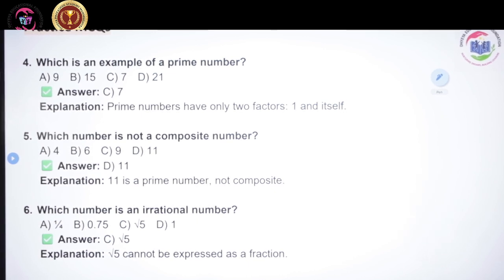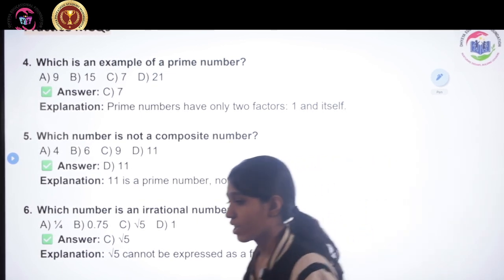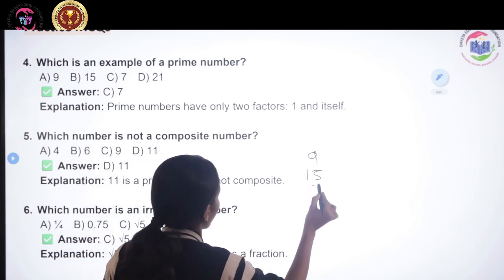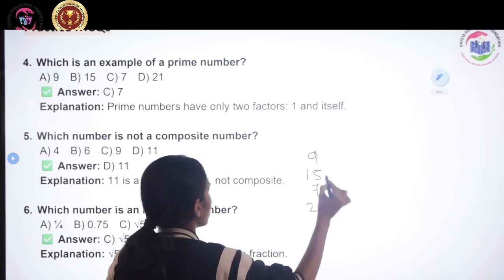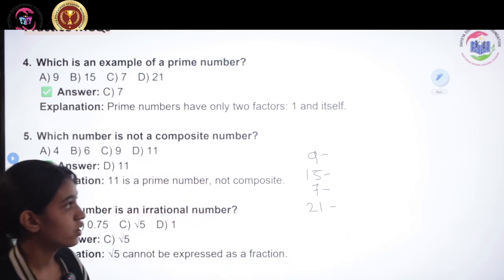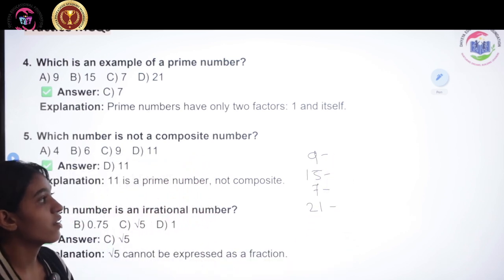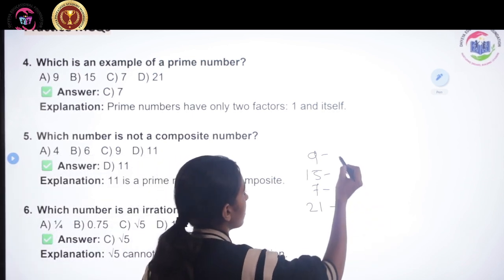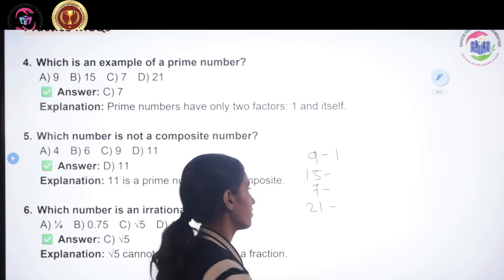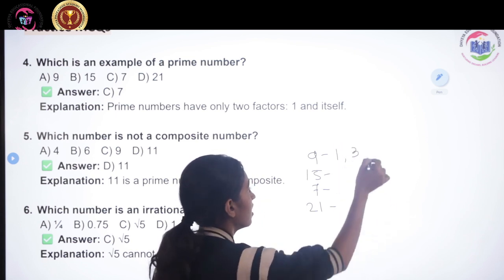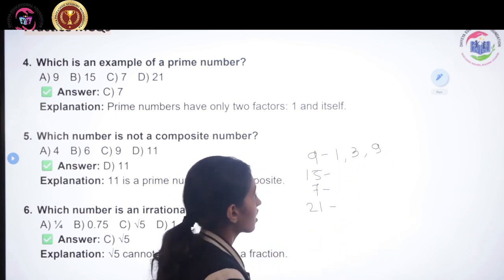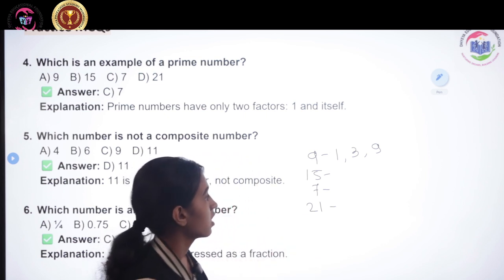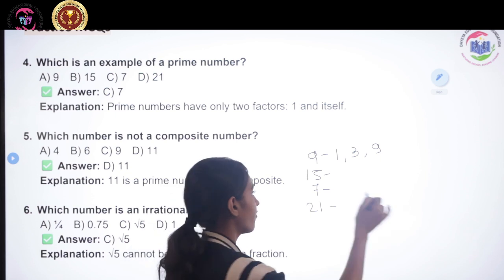Let's take the factors of each and every number: 9's factors, 15's factors, 7's factors and 21's factors. How many factors does 9 have? 1 is a factor of 9. After that, 3 is also a factor, and 9 is also a factor. There are more than 2 factors, so it's not a prime number.